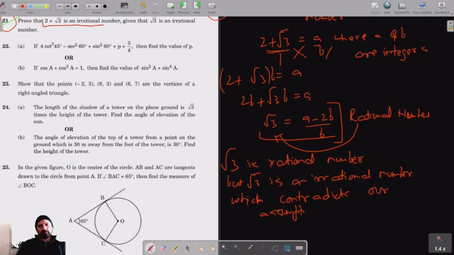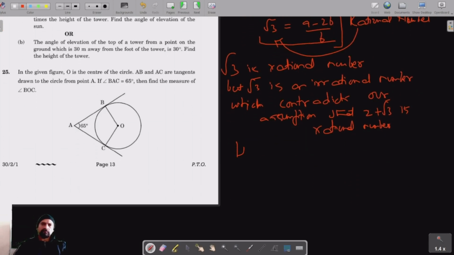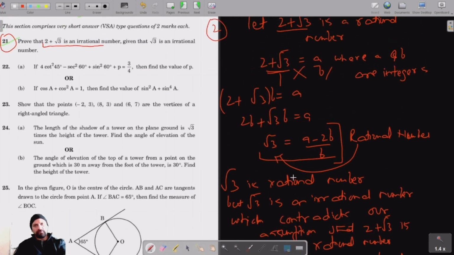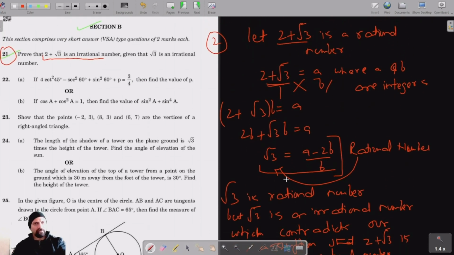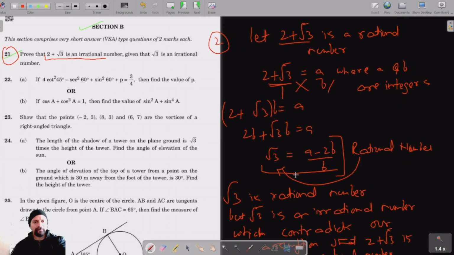So this contradicts our assumption that 2 plus root 3 is a rational number. Hence, 2 plus root 3 is an irrational number. Okay, so this proves our question number 21. Let's move on to question number 22 for both the parts.